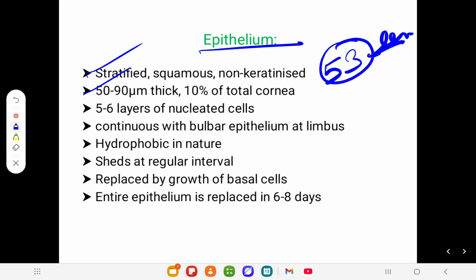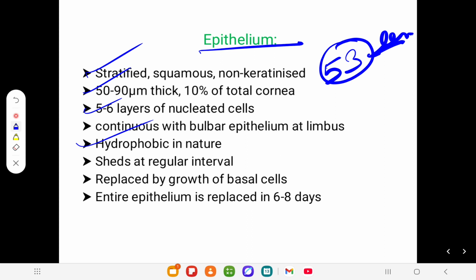You can go there and watch. So 5 to 6 layers of nucleated cells, definitely continuing with the bulbar epithelium at the limbus, and hydrophobic in nature. Just remember the epithelium is hydrophobic in nature, but at the same time the stroma is typically hydrophilic. That's very important: the hydrophobic nature of the epithelium and the hydrophilic nature of the stroma.